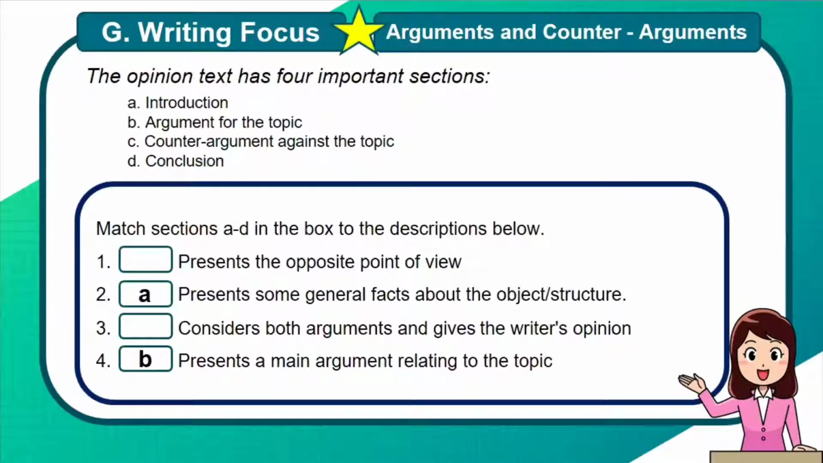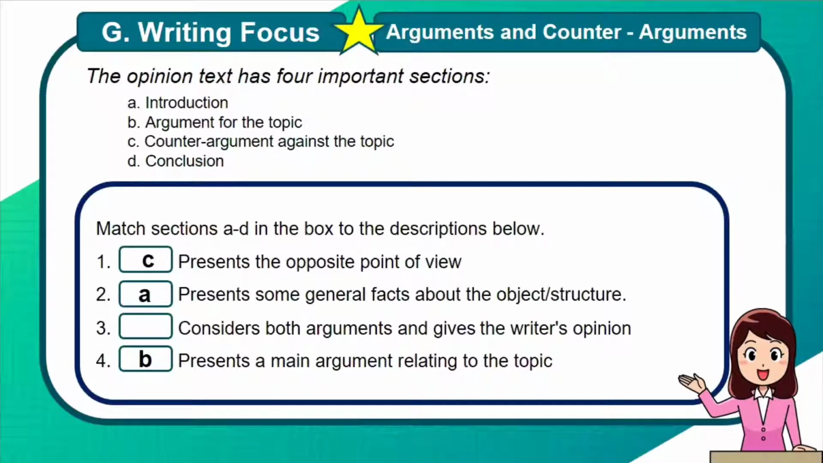And how about the counter argument against the topic? We have already the positive side. How about the negative side? So what number is it? Is it 1 or 3? Your third paragraph should be number 1. Presents the opposite point of view. So you have the main argument, and then the next one is the opposite point of view, the opposite opinion, for example positive, and then move to the negative sides.